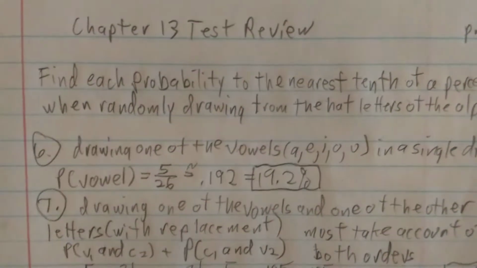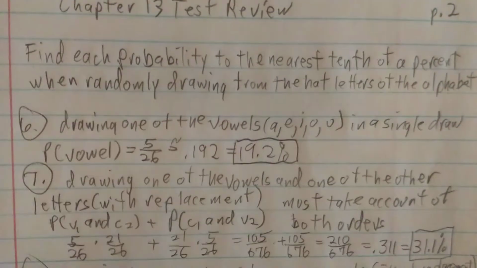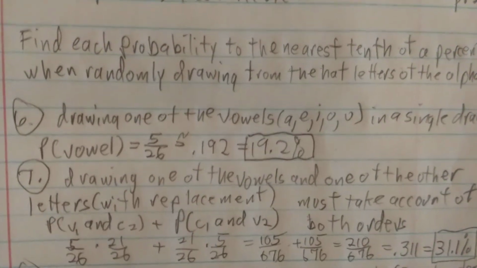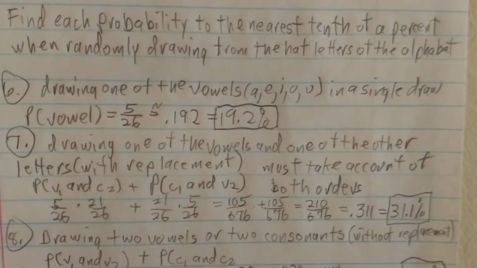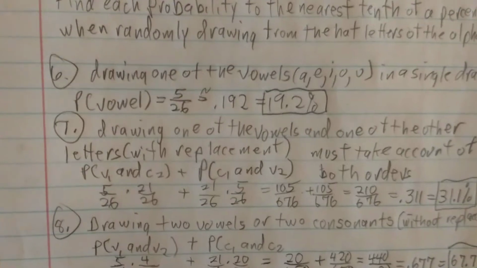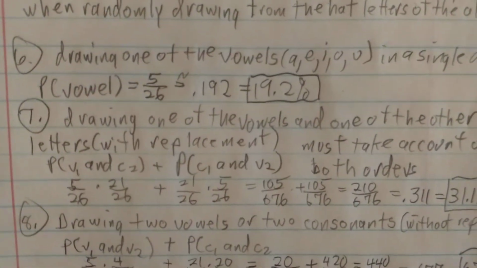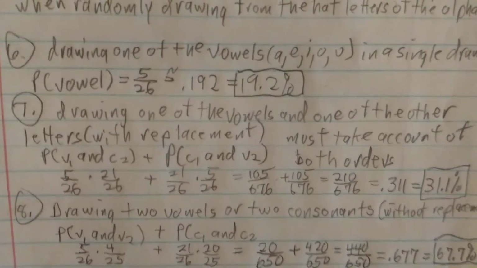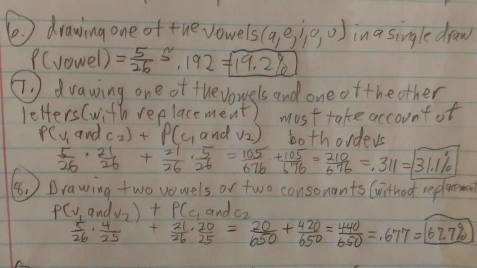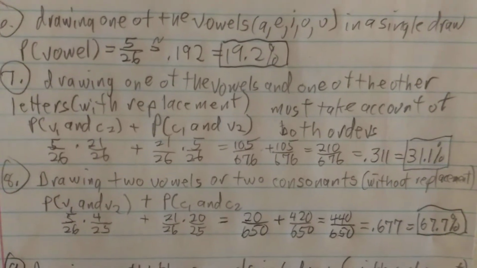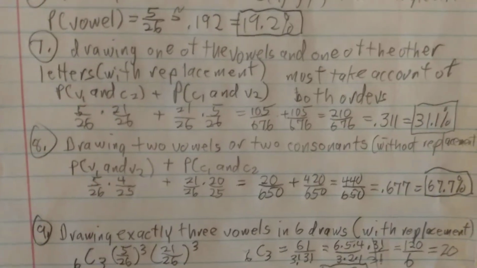Now for the next group, we want to find each probability to the nearest 0.1%, so that's 3 decimal places, when randomly drawing from a hat the letters of the alphabet, so 26 possible. So now, what's the probability of drawing one of the 5 vowels, A, E, I, O, U, in a single draw? Probability of picking a vowel is 5 over 26, or approximately 0.192, which is 19.2%.